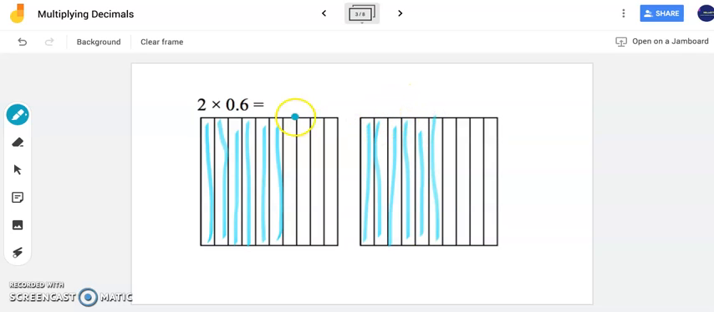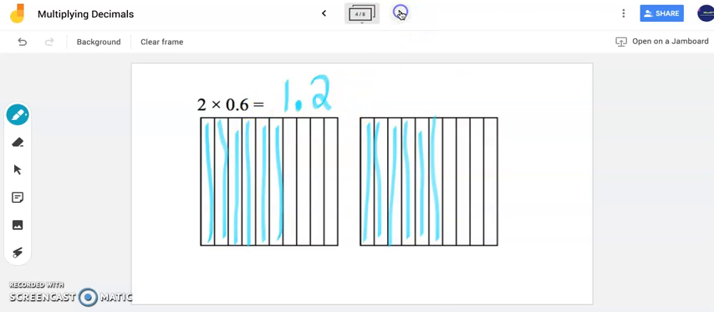Now to find my answer, I'm going to count all the pieces that are shaded. So I have 1/10, 2/10, 3/10, 4/10, 5/10, 6/10, 7/10, 8/10, 9/10, 10/10. That's 10 divided by 10, which is 1. But now I also have 1/10, 2/10, or you could say 11/10, 12/10. So we have 1 and 2/10 as my answer. So notice here, I counted all my pieces that I have shaded to help me find my solution to this problem.